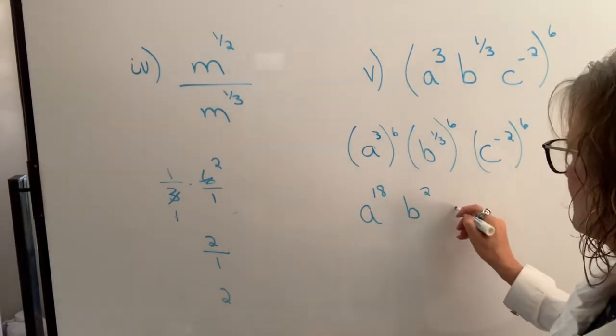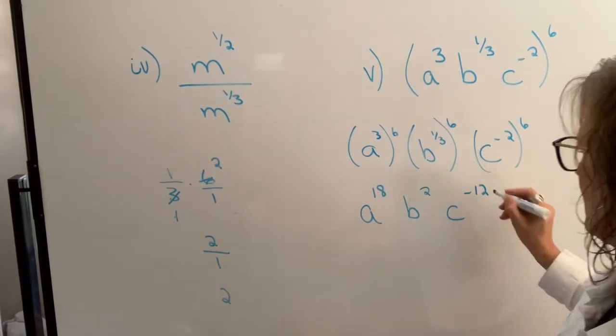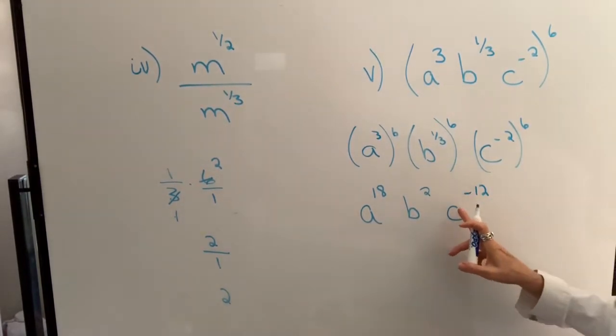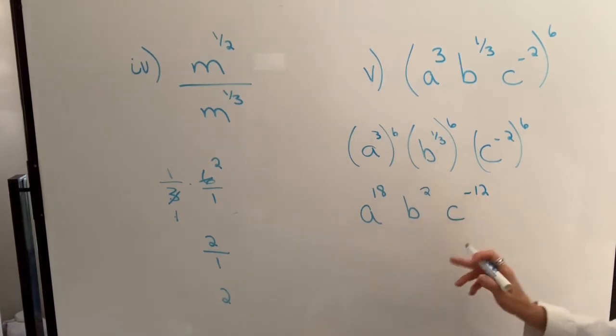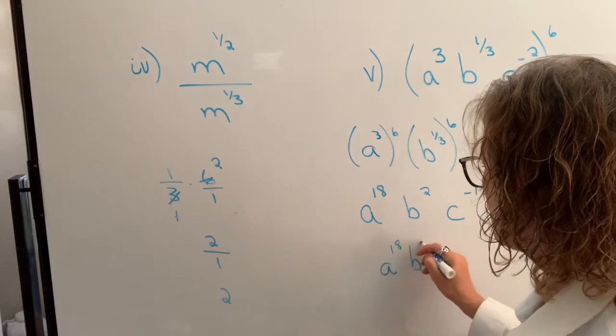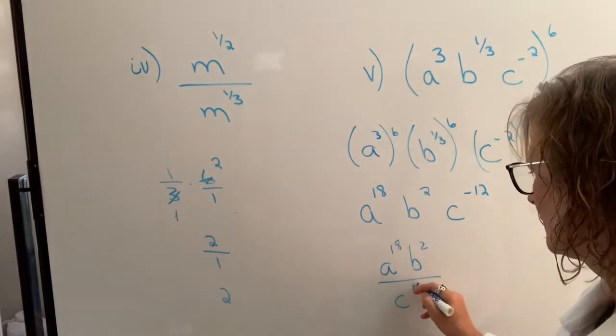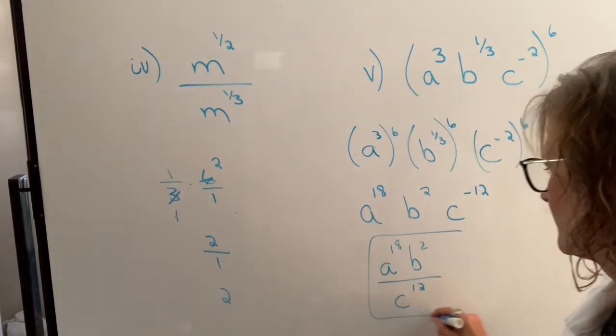And the next factor, c to the -2 times 6 is -12. You're usually going to be asked to not express it with negative exponents. So how do we deal with that? Because these are all factors, I can simply put that in the denominator and it becomes positive.